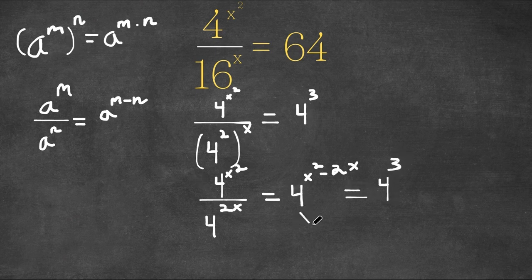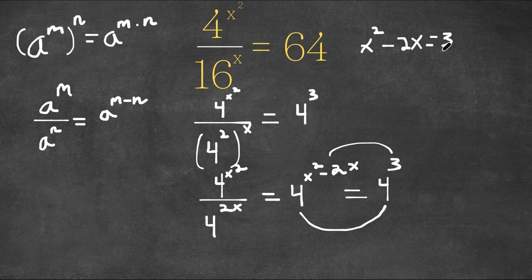Now, because these two terms have the same bases, then that also means that our exponents here are the same as well, meaning x squared minus 2x is equal to 3. So now if I subtract 3 on both sides, I get x squared minus 2x minus 3 is equal to 0.